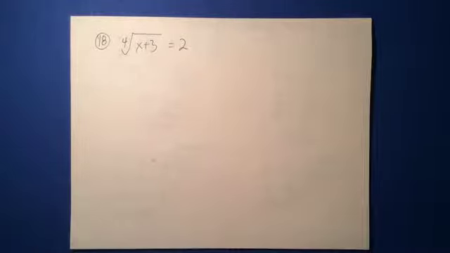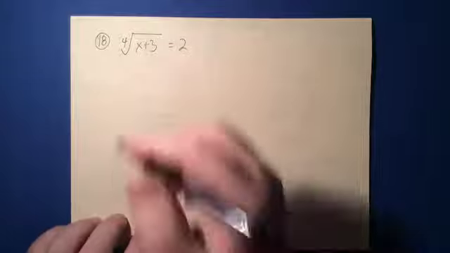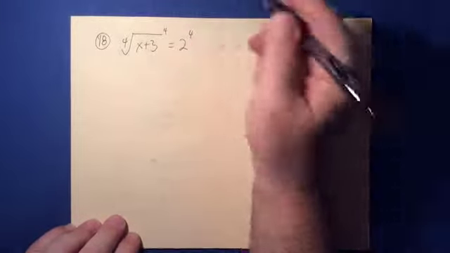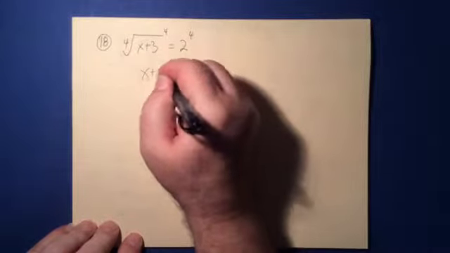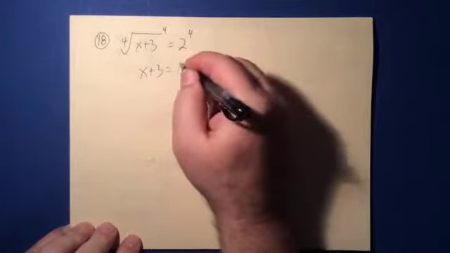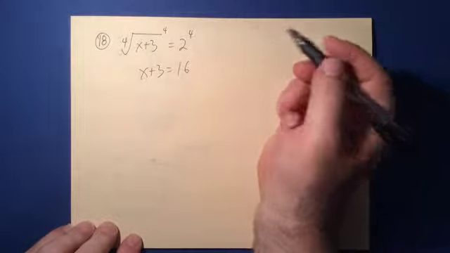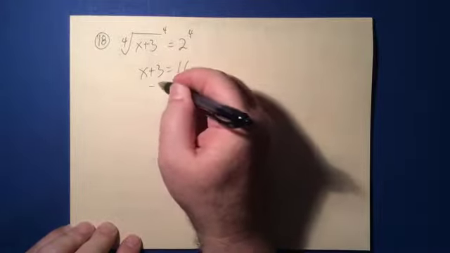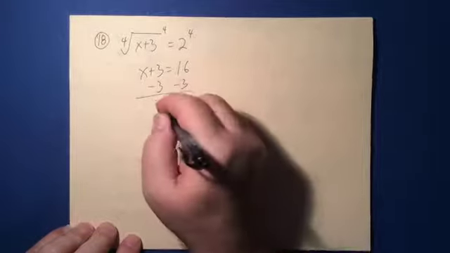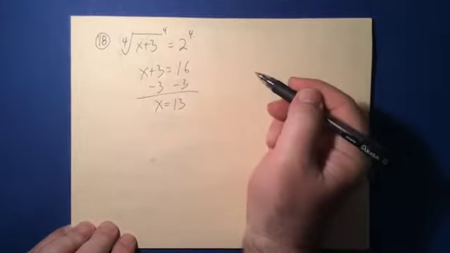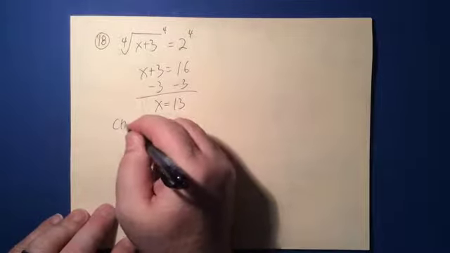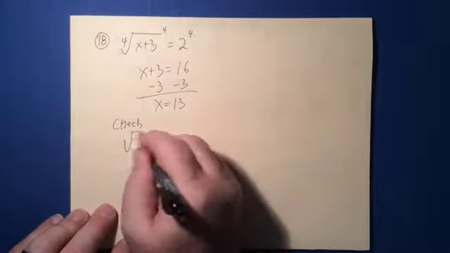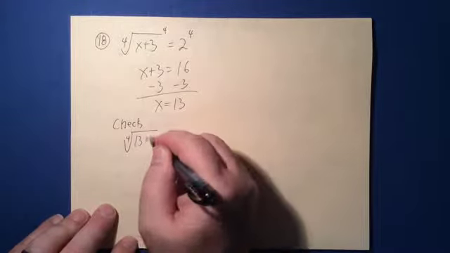Well, if we're going to undo a 4th root, we need to raise something to the 4th exponent. So I'm going to raise this to the 4th, and I'm going to raise this to the 4th. And what that's going to do is give me x plus 3 here. 2 to the 4th is going to give me 16. So at that point, I'm going to subtract 3, and I'm going to get x is equal to 13. Again, if I do my check, I'm going to get the 4th root of 13 plus 3.